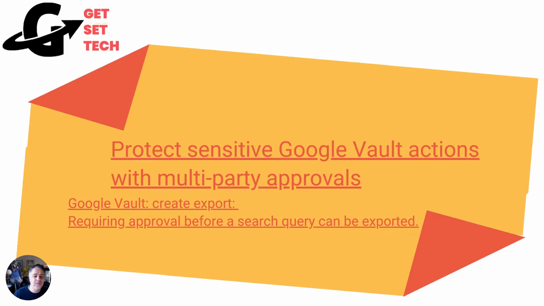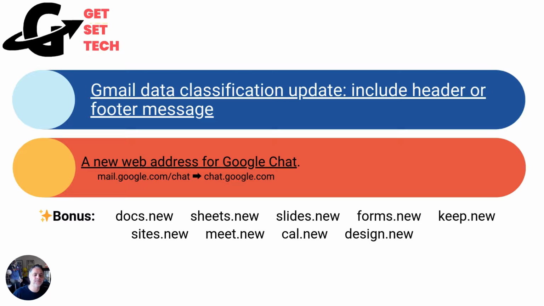All right, Google Vault, you can now set up multi-party approvals. For those of you that have legal teams with lots of different people on those teams, let's just say you wanted to make sure that if one person viewed or searched something, another lawyer, for example, had to approve it. Now you can set up multi-approvals in the same way that you would set up multi-approvals for Google admin settings as well.